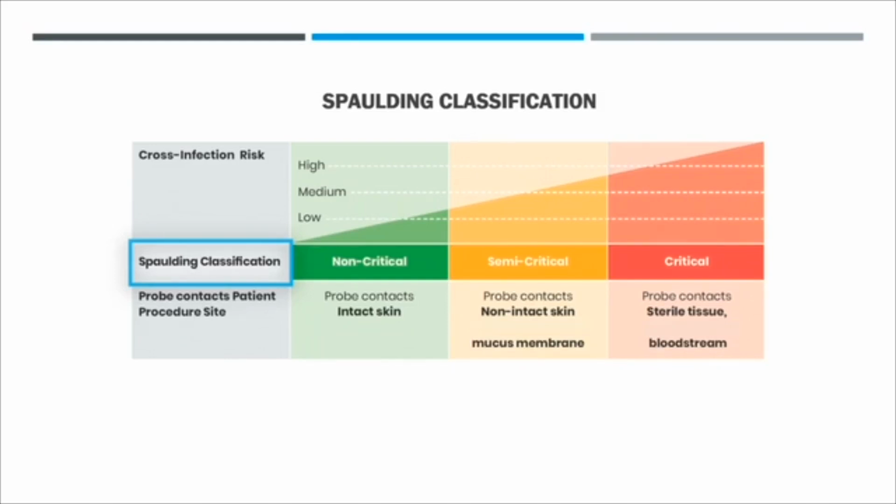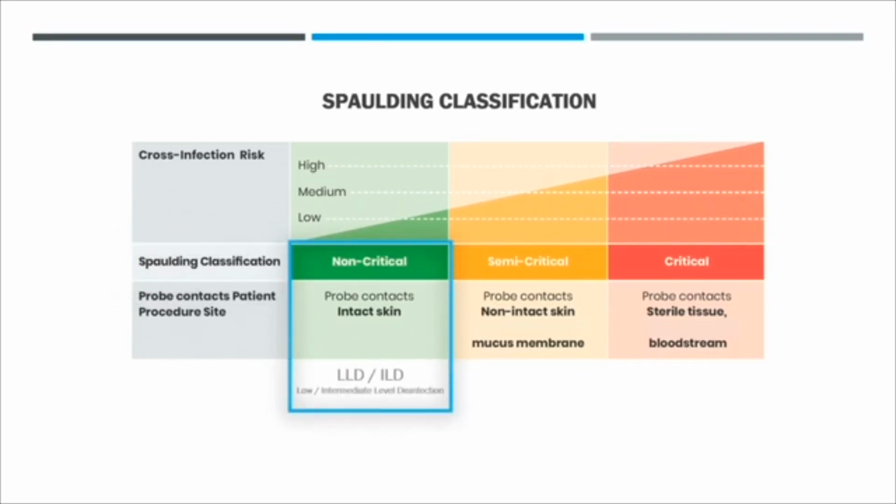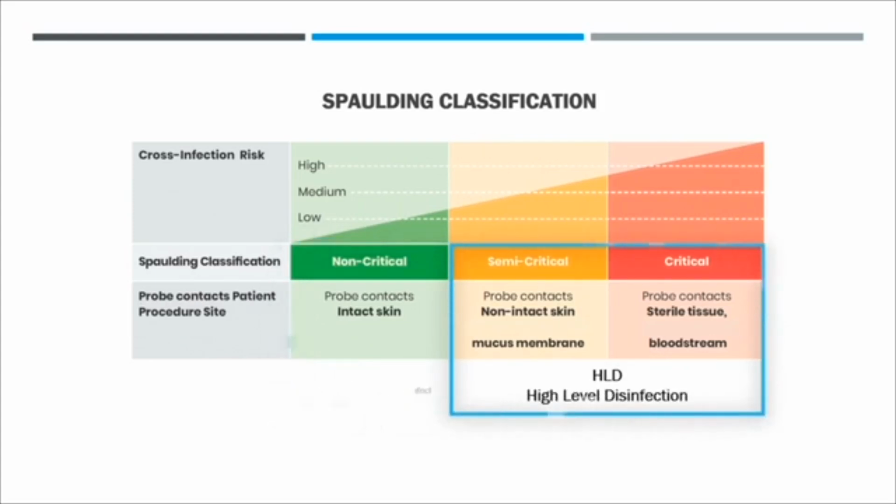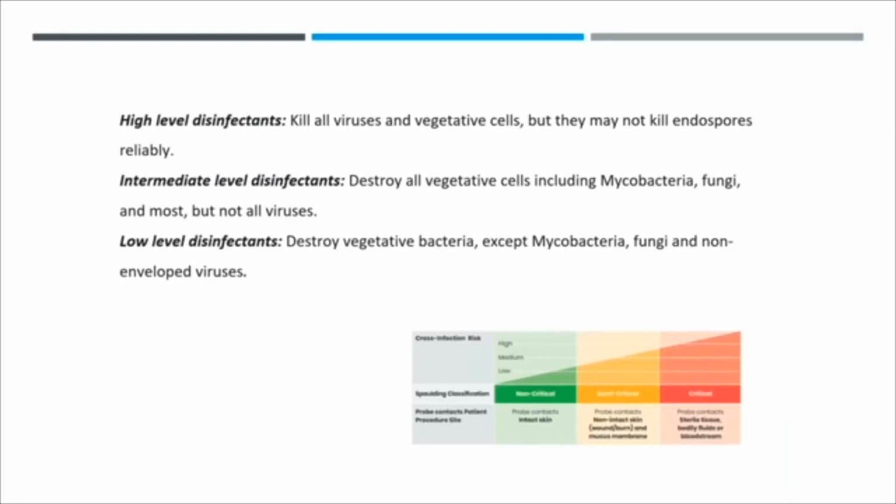And so we assign basically a level of risk, and based on that, we can then assign what level of disinfection. So for non-critical studies, intermediate or low-level disinfection is appropriate, and for either semi-critical or critical, high-level disinfection is required for the probes. The disinfectants used, there's low-level, intermediate-level, and high-level disinfection, dependent on the range of organisms that they kill.